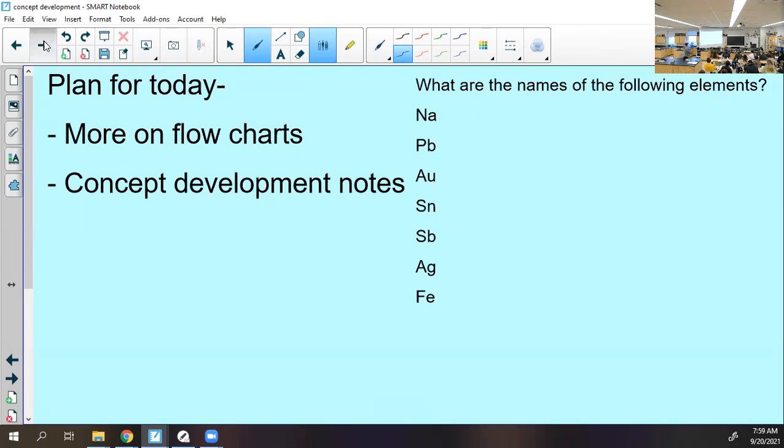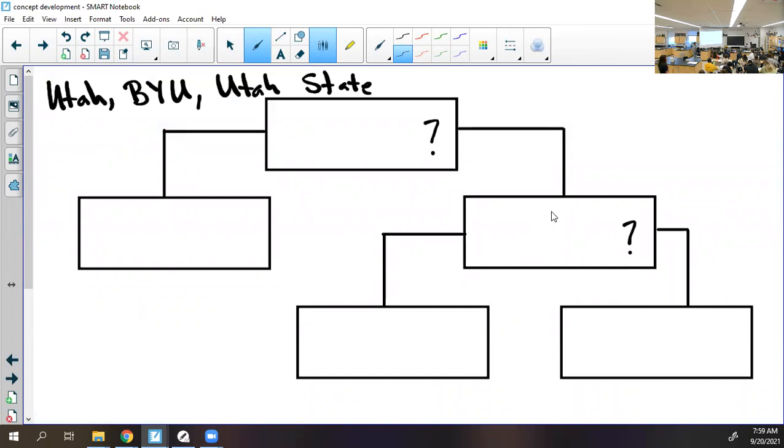But what I want to do is use a flow chart to teach using the example of the 3 major universities in Utah. There's more, I know, but here we go. You have Utah, BYU, and Utah State. And I want to use a flow chart to separate them into their 3 separate groups based on a property or 2 of BYU, Utah State, and Utah. So take 1 minute. And if you don't know what to do, at least draw the shapes, like draw this structure. We're going to do this a couple times.